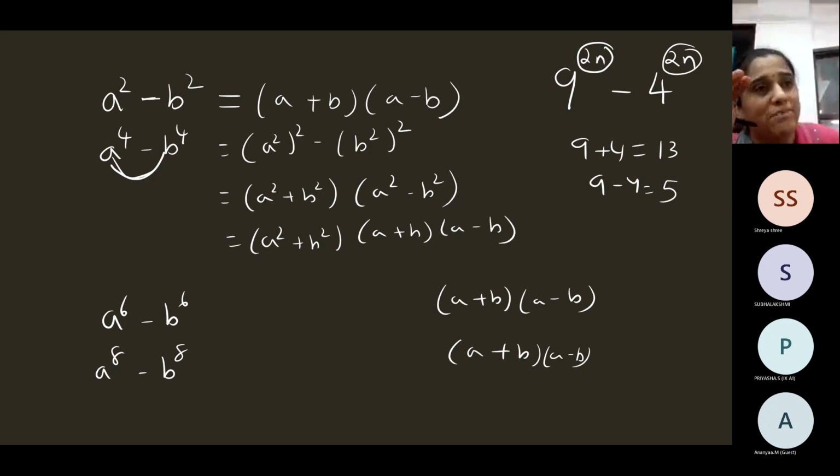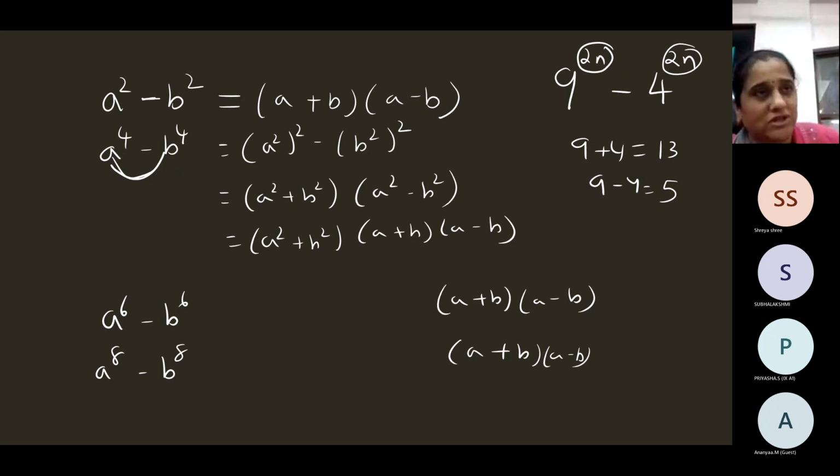But both a plus b and a minus b will be factors when the power is even. Like a square minus b square, a power 4 minus b power 4, a power 6 minus b power 6, a power 8 minus b power 8, a power 10 minus b power 10. In all these expressions, both a plus b and a minus b will be factors.